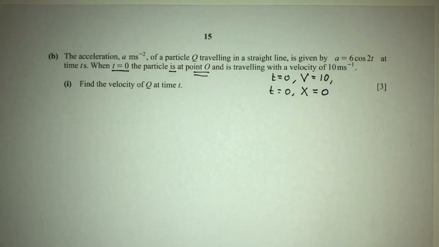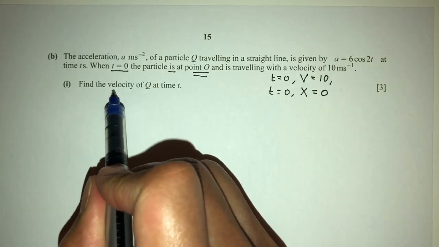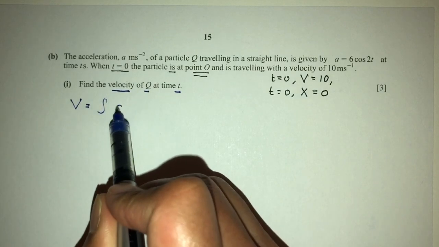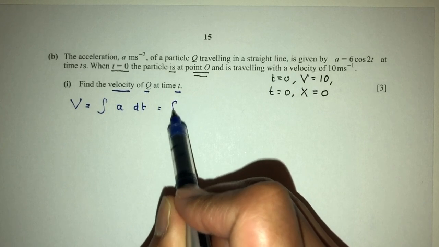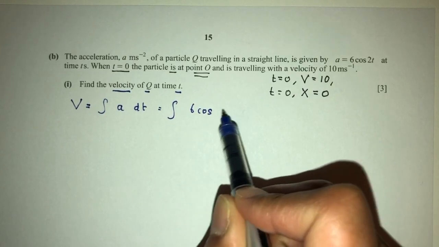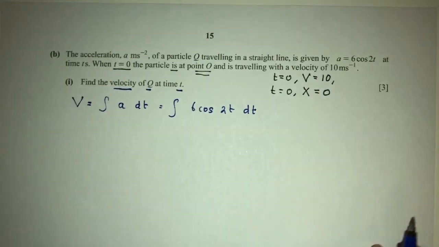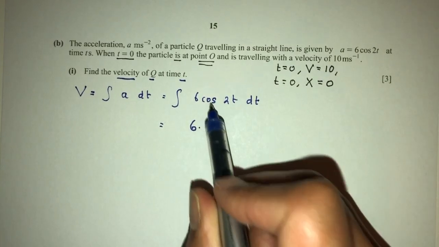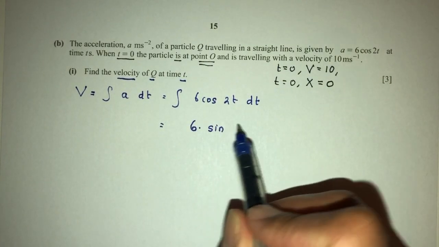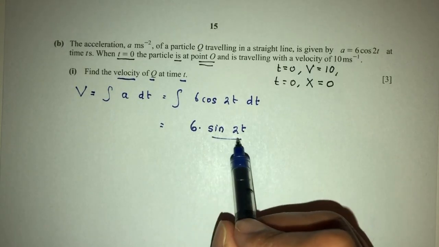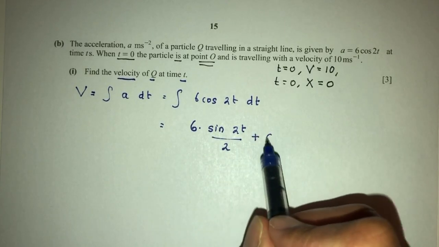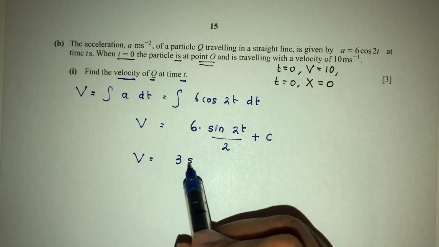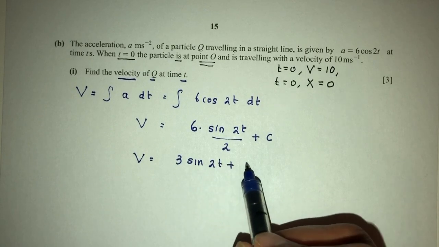Now, let's move on to the question. Here we have to find v of Q at time t. We know v is equal to the integral of a with respect to t. a is given to you as 6 cos 2t, so we integrate 6 cos 2t dt. 6 is only a multiple and remains the same. Cos becomes sine, and 2t stays 2t, but we have to divide by 2, plus c. Simplifying, v is 3 sin 2t plus c.